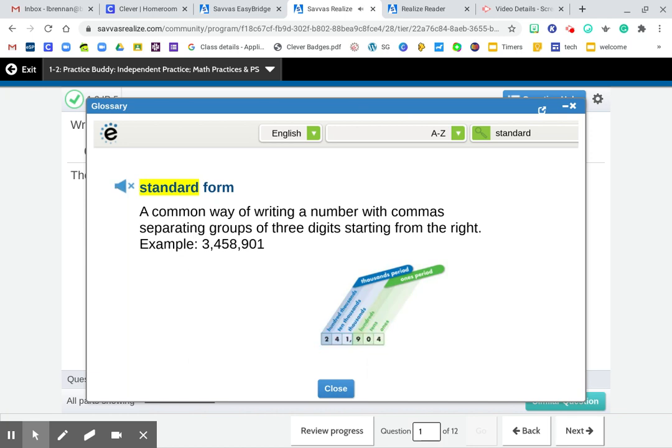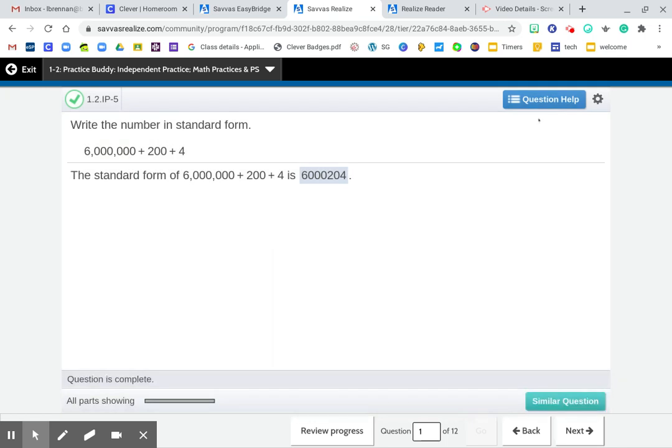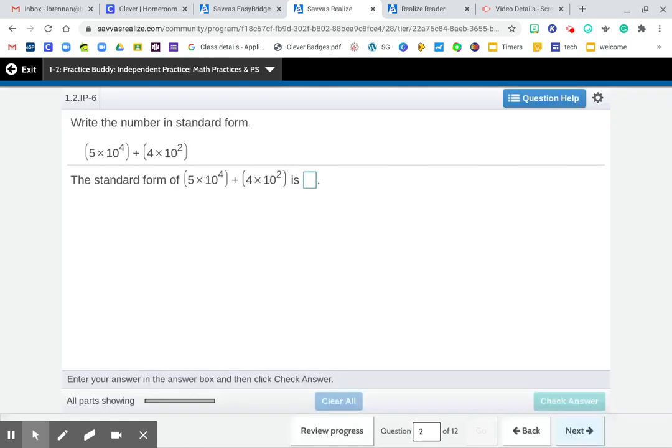Standard form. A common way of writing a number with commas separating groups of 3 digits starting from the right. So that will help you. That's called the glossary. The glossary is the words like you have like a little dictionary built in. And remember, you have the math tools in there to help you. And you've got 2 different animations in there. So you want to try to be as independent as you can and try to ask your family for help or me after you've helped yourself a little bit.